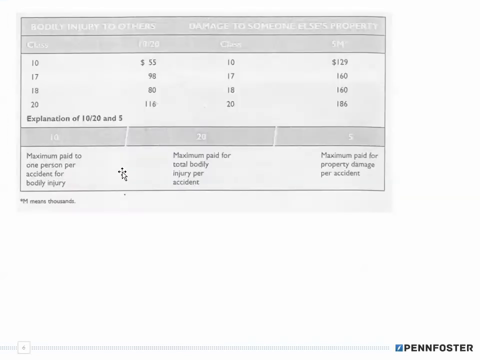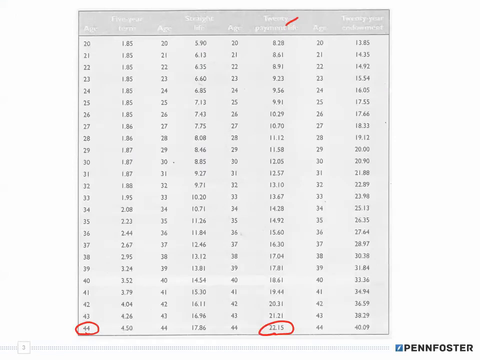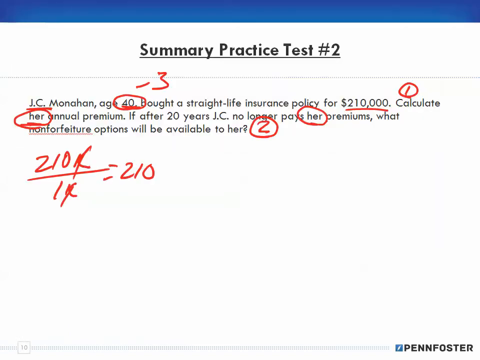And now I have to bounce up to the chart here, and we're looking at, again, a straight life policy. Okay, so we're going to be looking in this column, and remember, she's 40, but we have to subtract 3. So we're going to actually look at 37, and that gives us 1246. Okay, so we take the 210, and we multiply that by 1246, and that gives us 2616.60. Okay, so that's our annual premium.